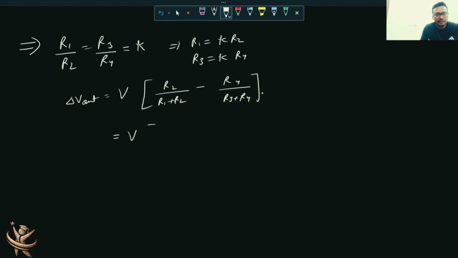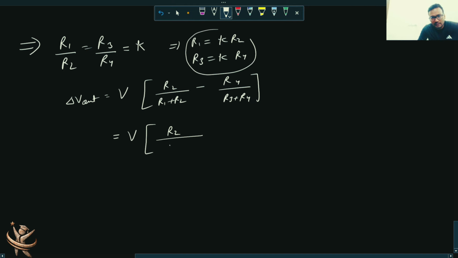Now after that, R2 as it is, R1 I'm writing as K times R2. First, you do one thing. As per that, after choosing K, these will be the relation between R1 and R3. And now you have to change one of the resistors. Like in the previous case, I changed R1, so again here I'm changing R1.